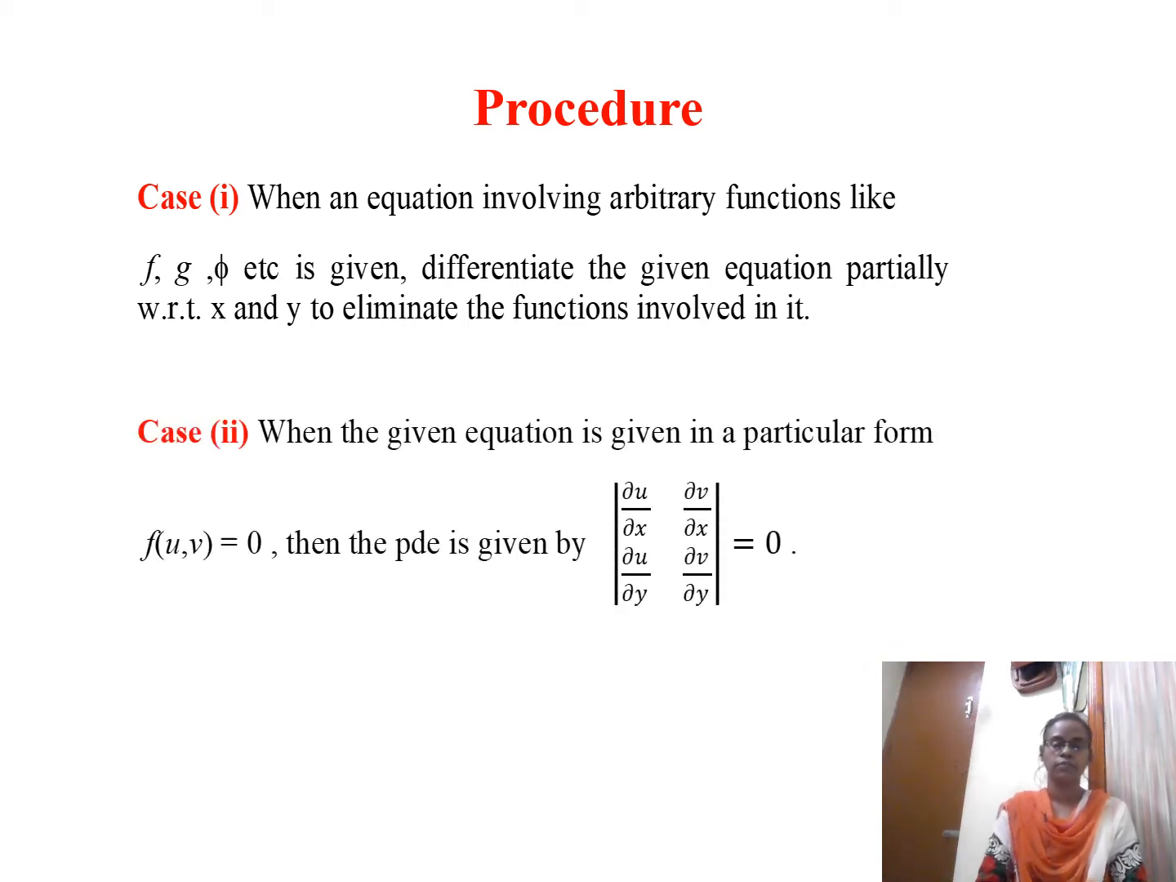Another case is when we have a particular form of equation, f of u comma v equal to 0. In that case, there is a formula directly given for the PDE, that is, the determinant with ∂u/∂x, ∂v/∂x in the first row, and ∂u/∂y, ∂v/∂y in the second row, equal to 0.